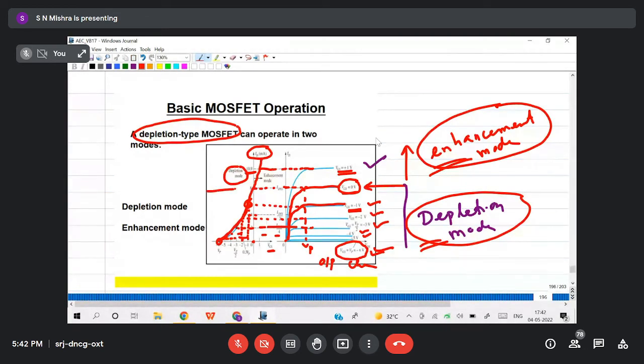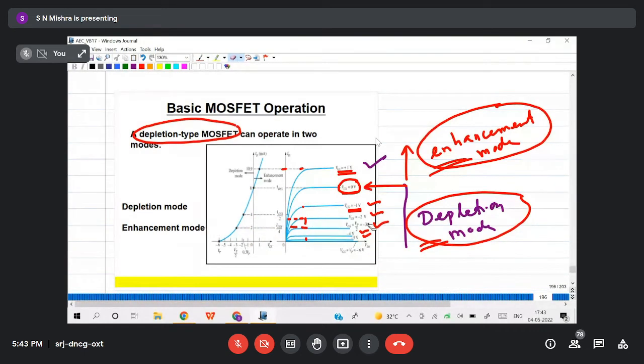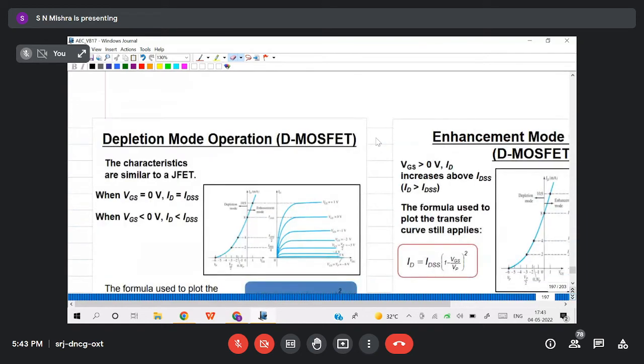So basically from this point, the VGS 0 point, the current is increasing here and it is decreasing here. A decreasing trend means depletion type and an increasing trend is called enhancement mode. The name of the characteristic or the transistor is depletion type, but we can operate it as enhancement as well as depletion mode. Clear? Now see here.